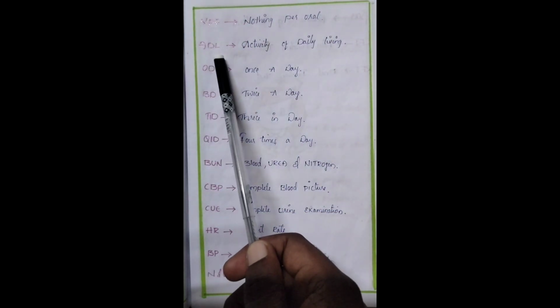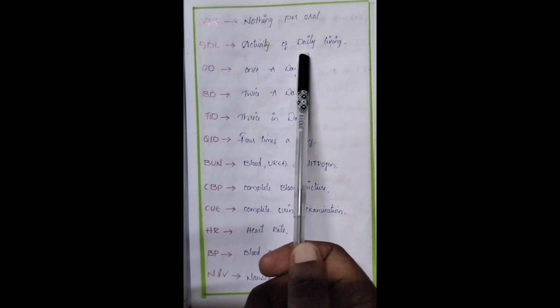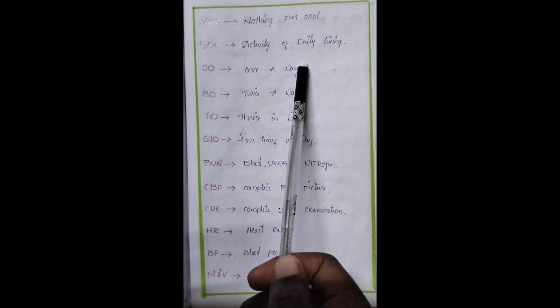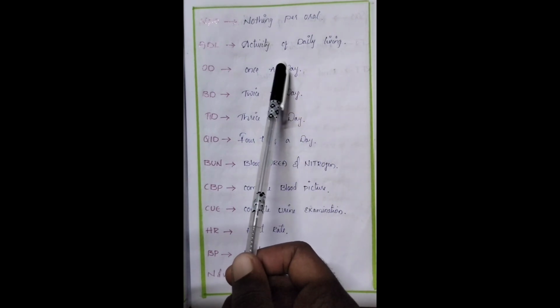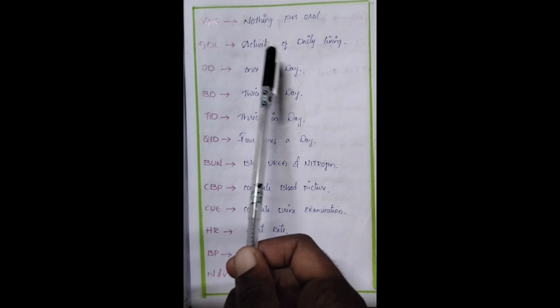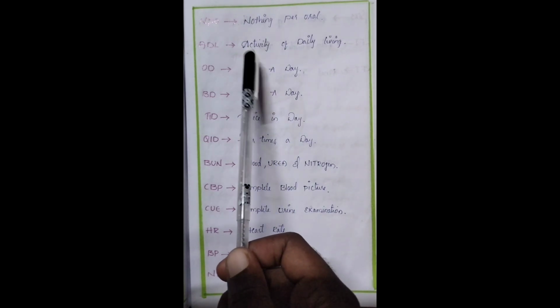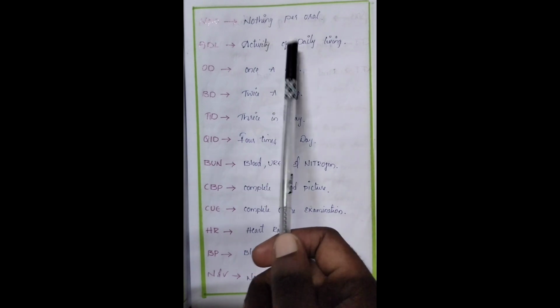Next, ADL, activity of daily living. When a person is suffering with a disease condition, he cannot do the daily activities. So that is called activities of daily living, meaning what are the activities we are doing daily.